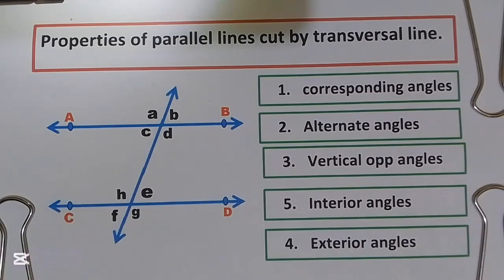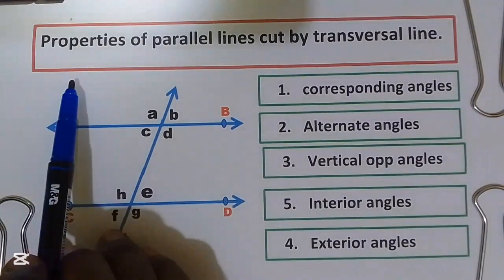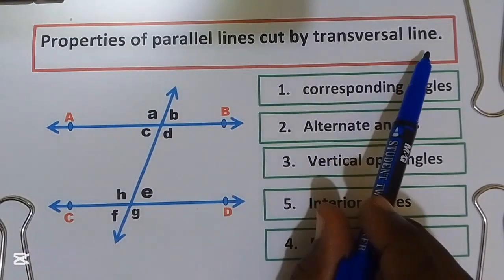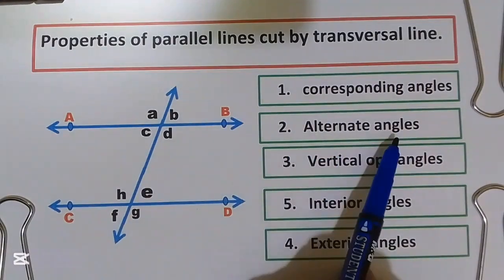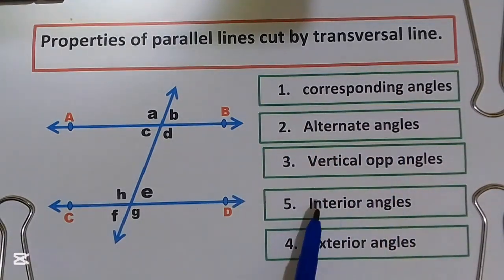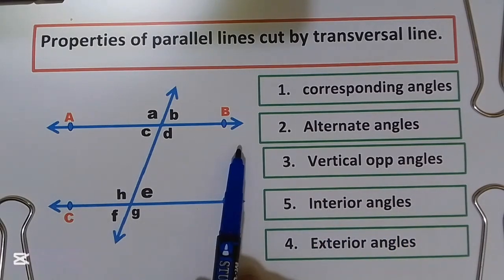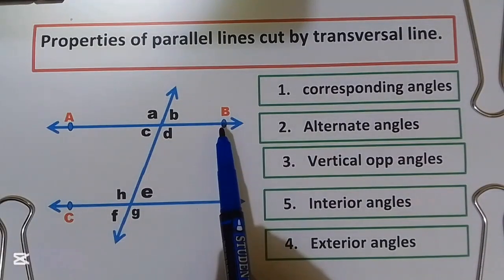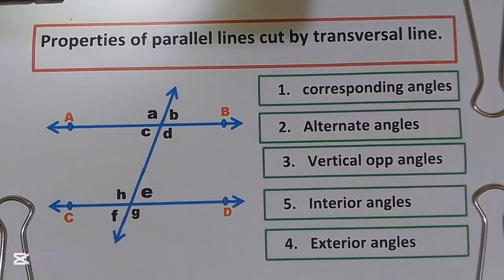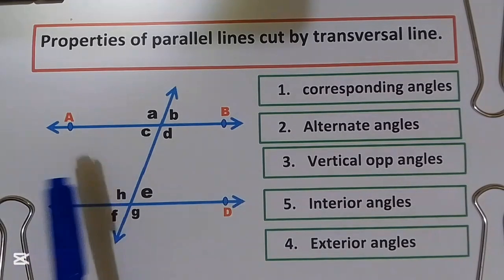I hope you get an idea on the properties of parallel lines cut by a transversal line, from which we see corresponding angles, alternate angles, vertical opposite angles, interior angles, and exterior angles. We are going to use the concepts that we get over here to solve different questions in geometry concerning angles. For more questions on geometry, you can check my playlist over here.